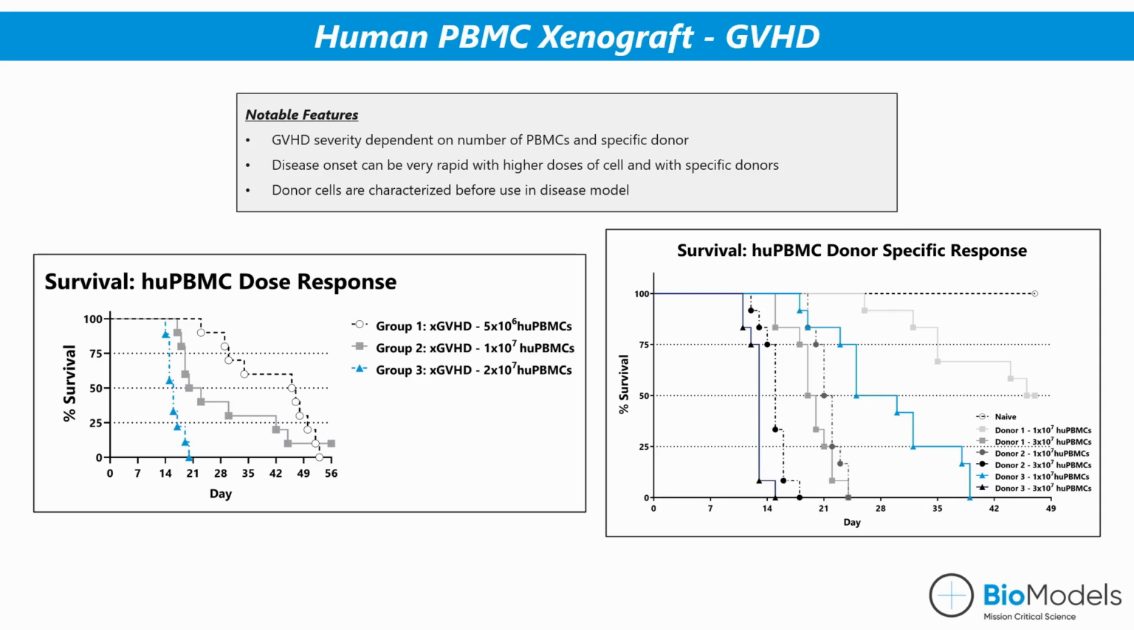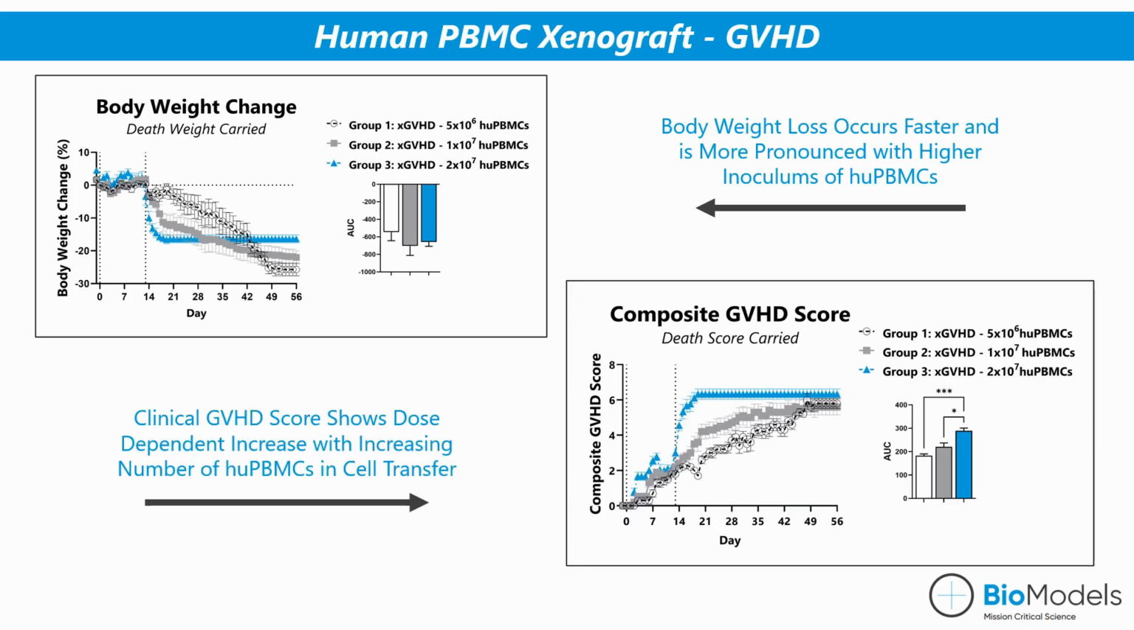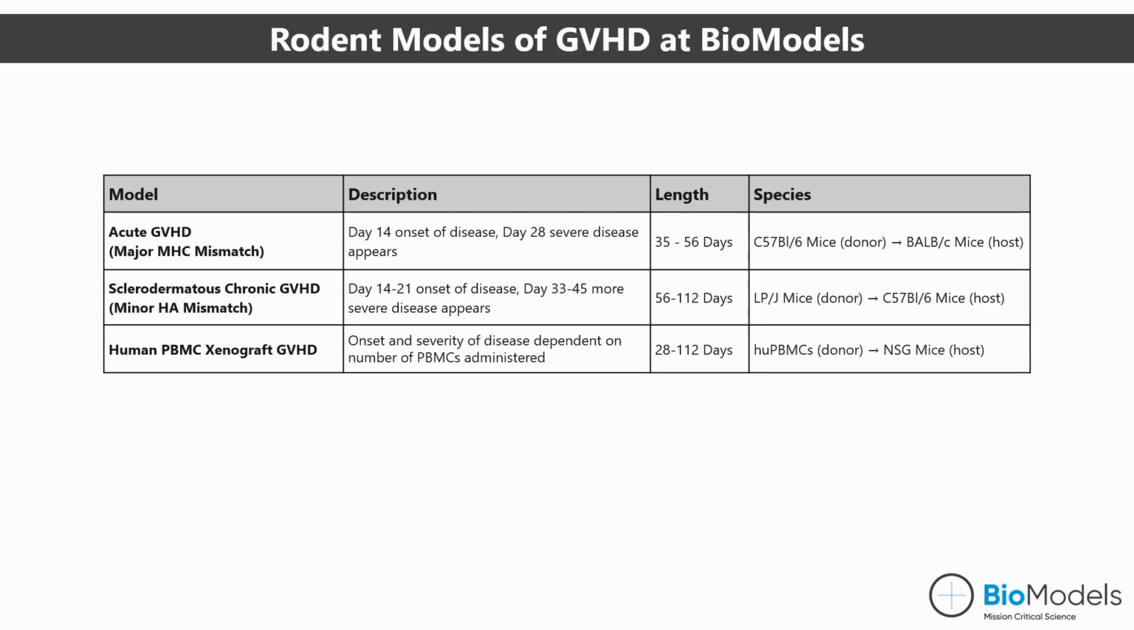So getting back to some of our standard metrics for the disease, we again see dose-dependent changes in weight change as human PBMCs number changes, as well as dose-dependent changes in the composite GvHD score as the number of human PBMCs change. So to summarize the models that we offer for graft versus host disease models, we have an acute GvHD model, which is a major MHC mismatch model, a sclerodermatous chronic GvHD model, which is a minor HA mismatch model, as well as a human PBMC xenograft GvHD model in which human PBMCs are injected into NSG hosts.